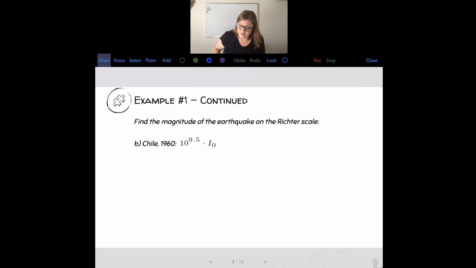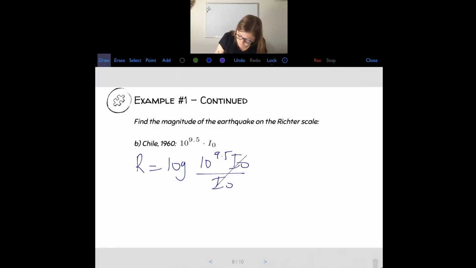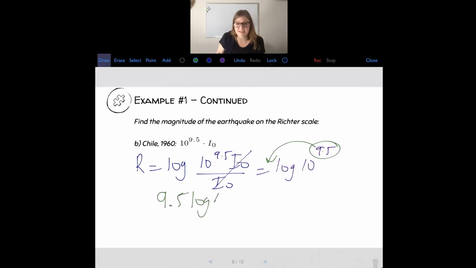Next, find the magnitude of the earthquake on the Richter scale. Chile in 1960 had an intensity of 10 raised to the power of 9.5 times I naught. If we plug this in, we have R is equal to log of our intensity. Our I naughts cancel out, and we're left with log of 10 to the 9.5. Using the power rule of logs, 9.5 comes down in front, and log base 10 of 10 is 1, so this is equal to 9.5. So this earthquake had a magnitude of 9.5.